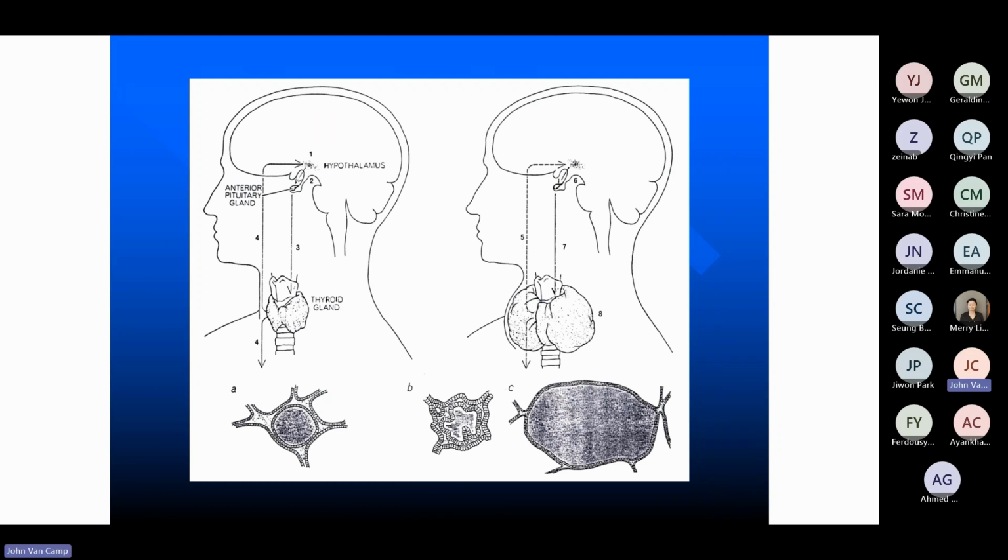Now let's look at how this goiter system is developed. And so how do you get to a goiter or an endemic goiter? On the left side, you can see the normal situation. On the right side, you can see the deficiency of iodine.